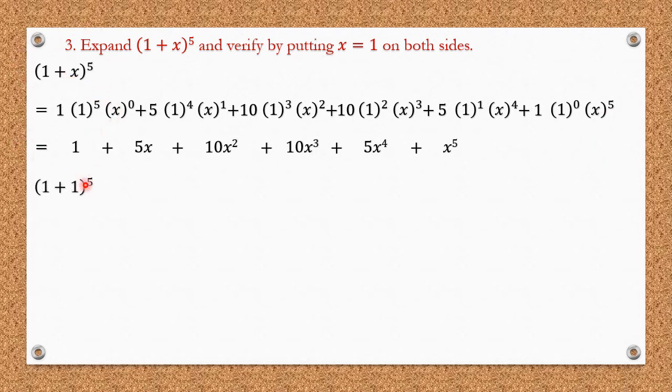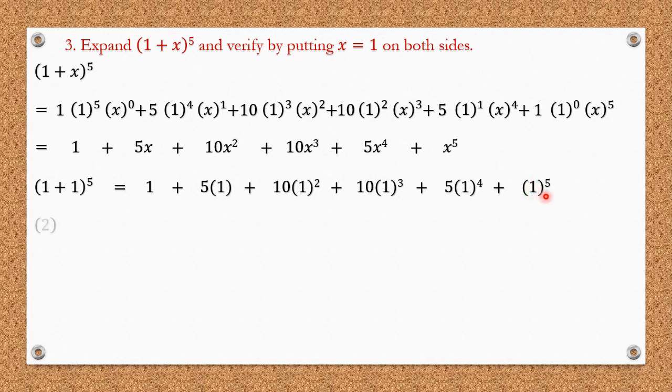What we need to do is we need to put 1 on both the sides. That is, we need to put 1 here and here. So (1 plus 1) raised to 5 is equal to 1 plus 5 bracket 1 plus 10 bracket 1 square plus 10 bracket 1 cube plus 5 bracket 1 raised to 4 plus 1 raised to 5.